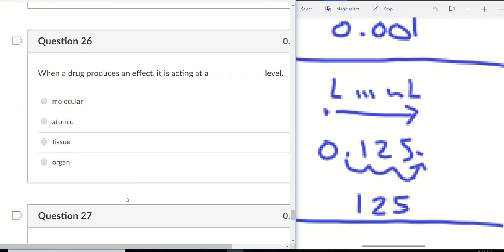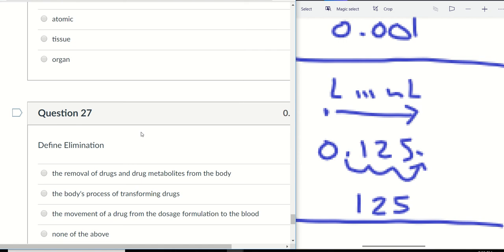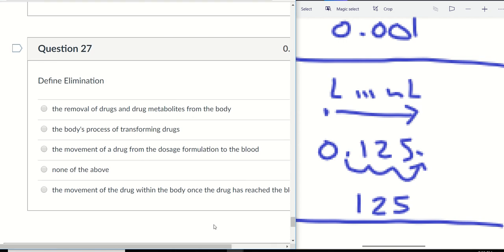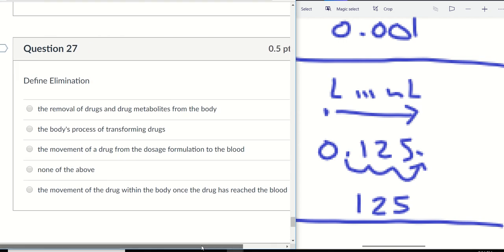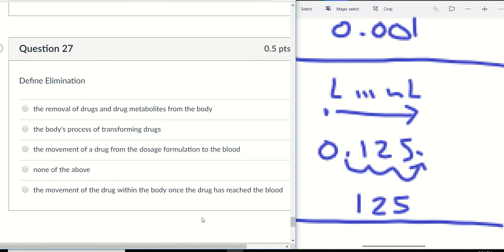When a drug produces an effect, it is acting at what level? Atomic level? Molecular. So molecules. A drug is a drug molecule. It will react with the receptor at the molecular level. All right, trick question. Make sure you answer this one appropriately. Define elimination. What is elimination? I'll let you guys answer that and then submit it. Leave one cliffhanger.